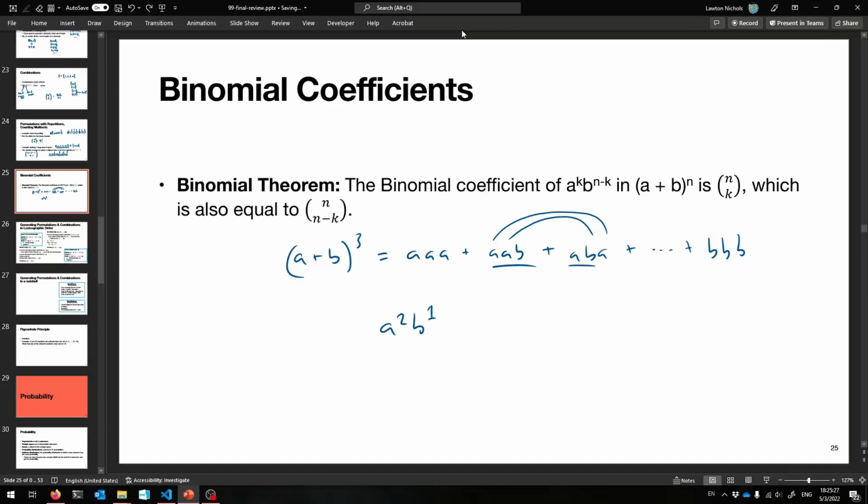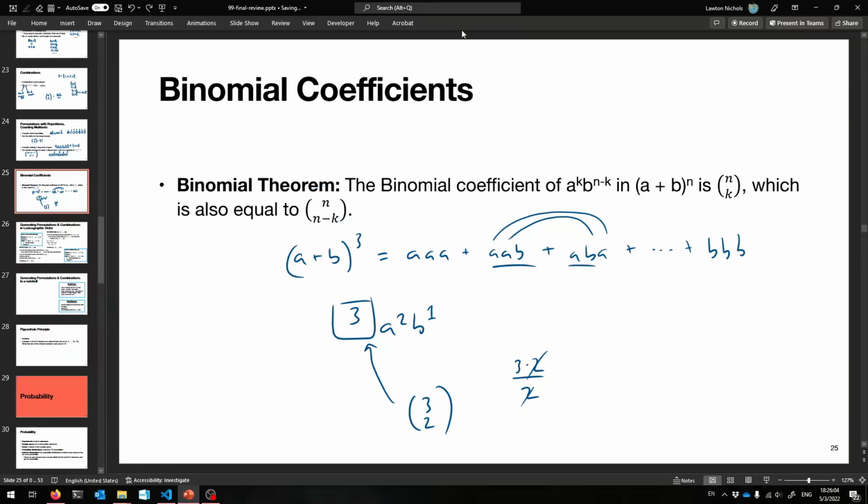Whatever goes here is going to be 3 choose 2, which is going to be permute 2 things out of 3 things. So that's 3 times 2 ways to do it, over all the ways that you could have rearranged them, because the order doesn't matter. So 2 factorial, so over 2. And so the answer here is 3. There are 3 a squared b to the 1 terms. And this is also equal to n choose 1 as well.